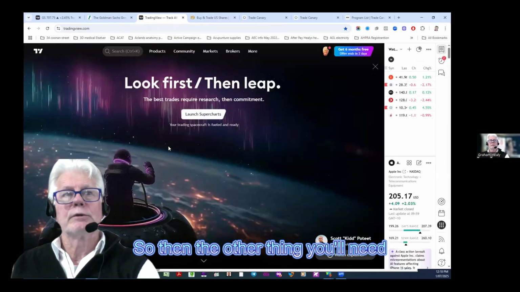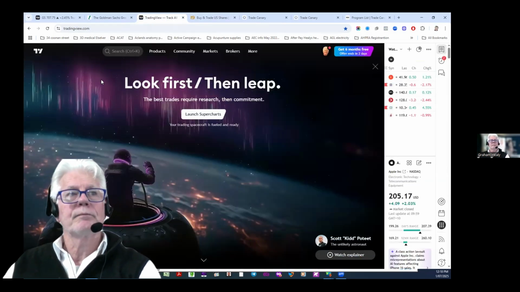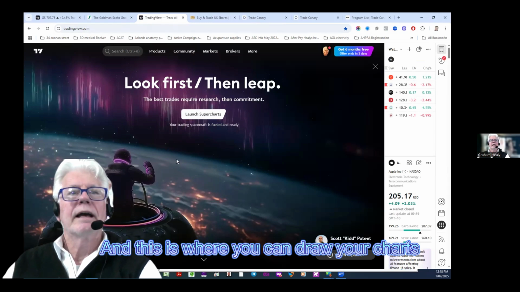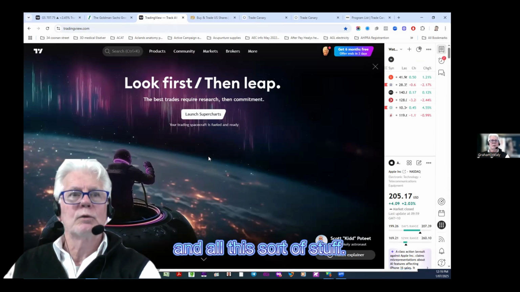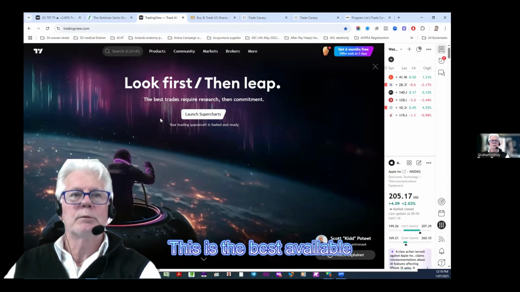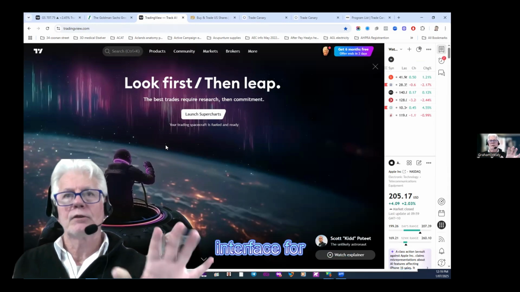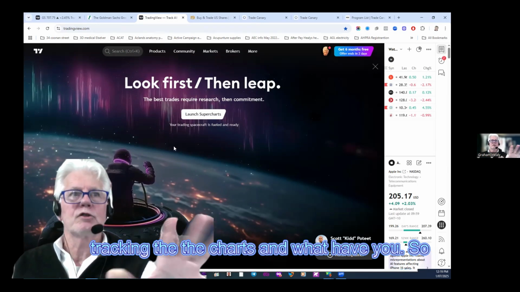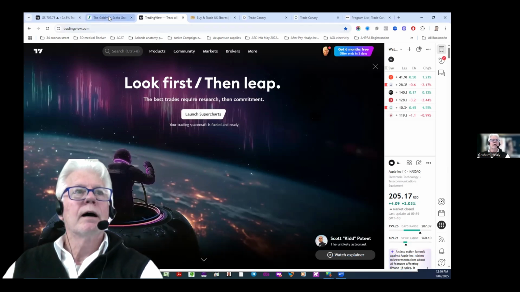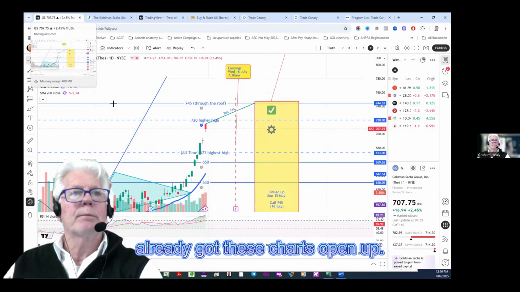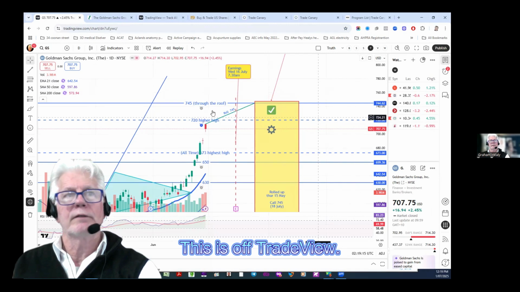So then the other thing you'll need is this, called Trade View. It's about $40 a month. And this is where you can draw your charts and all this sort of stuff. This is the best available interface for tracking the charts and what have you. So I've already got these charts open up. I'll give you one. This is off Trade View.